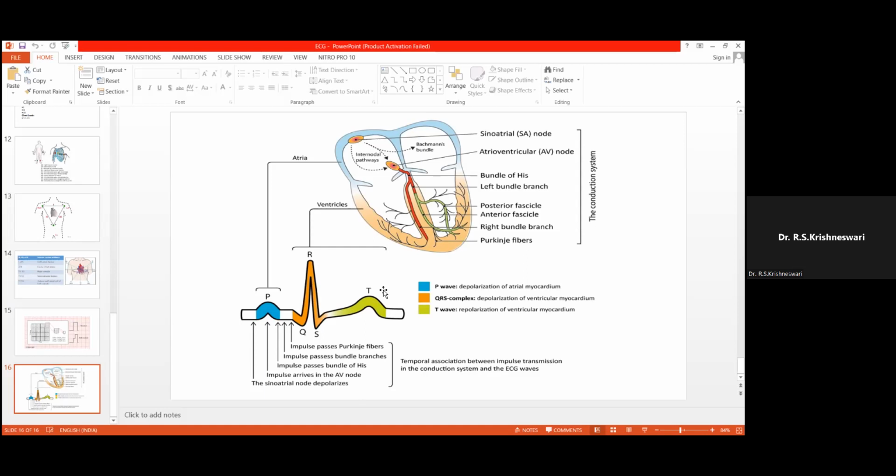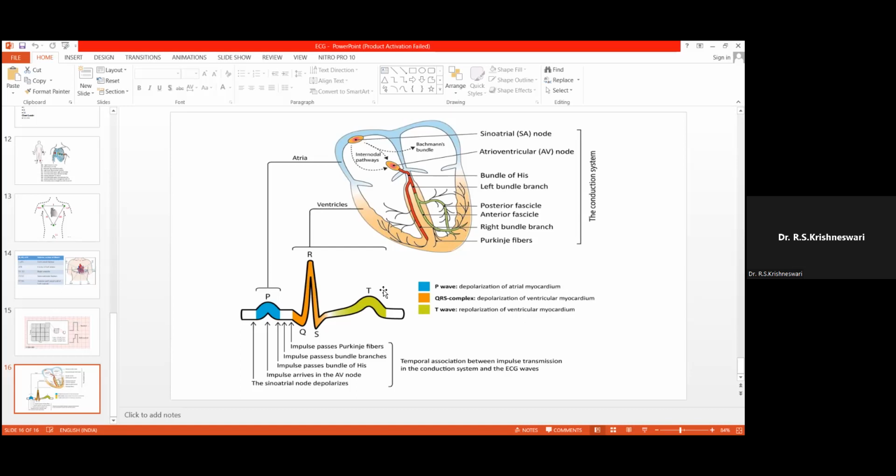So you remember the cardiac cycle. It represents the relaxation of the ventricle. I told you ventricular relaxation takes less time, and ventricular depolarization takes more time in the cardiac cycle. So it is represented by a complex, and ventricular repolarization takes less time, so it is represented by a wave. I hope there is no doubt.